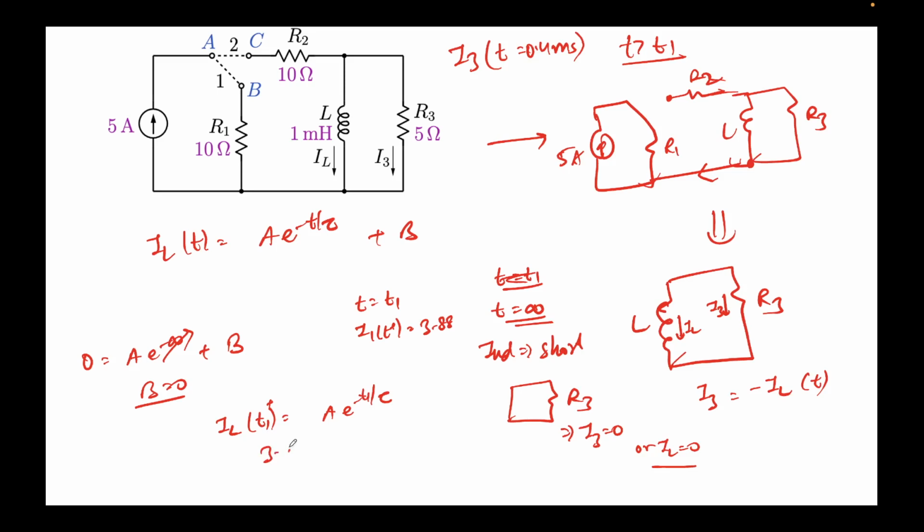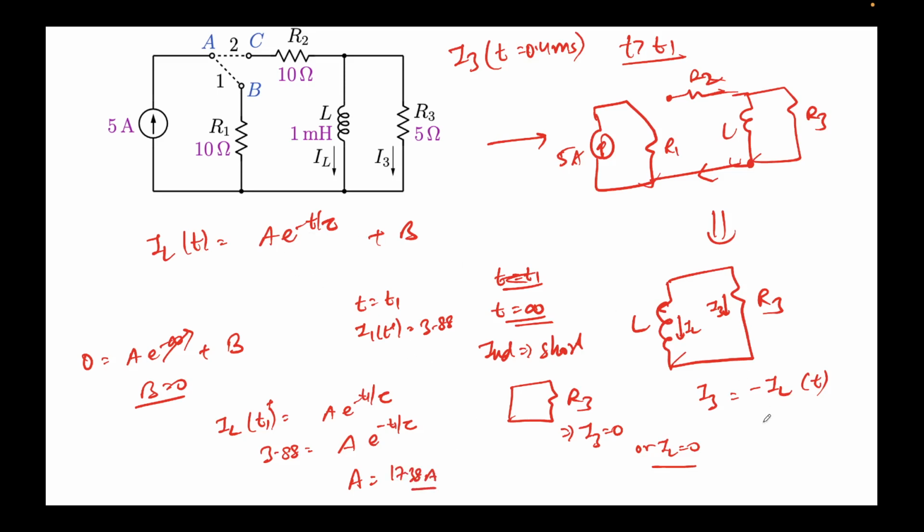So this is 3.88, and this is a times e to the power minus t1 by tau. I have to calculate minus t1 by tau again. Just give me a second. Exponent of minus 0.3 by 0.2. Yeah, so this will give me a equal to 3.88 divided by this value, which is 17.38. Units will be amperes because everything is in amperes, right?